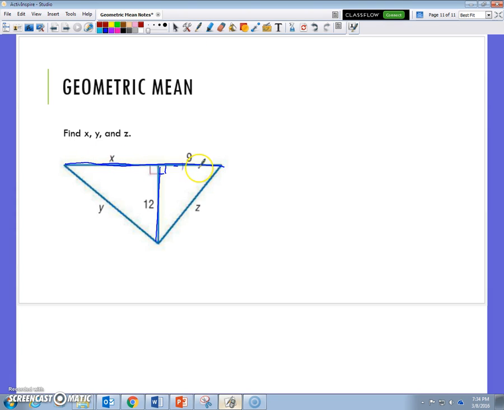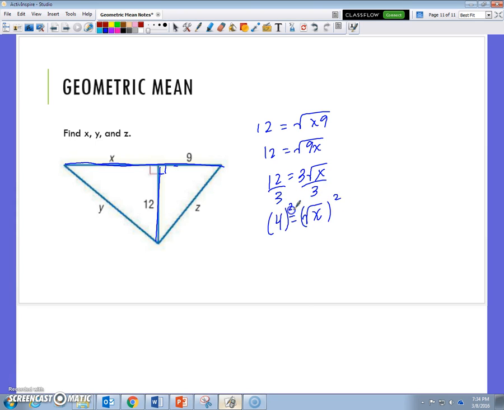geometric mean between x and 9 should equal 12. So I know that 12 should equal the square root of 9x, or really 12 equals 3 root x. And I can solve for x, and I hope I'm not leaving out too much information. I'm sure that you guys have done this before. X must equal 16. I know you've solved square root function equations before. You square them to get them by themselves, and the square root of 9 is 3. That's why I pulled the 3 out. So in this case, x would equal 16.